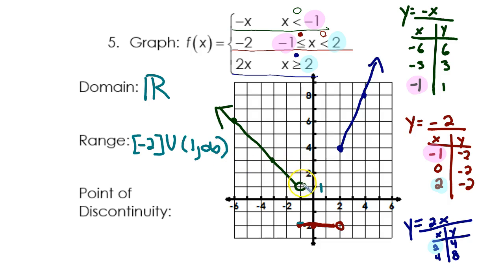The 1 gets parentheses because of the open circle. Infinity gets parentheses because it always gets parentheses. There's actually 2 points of discontinuity. We have a point of discontinuity at x equals negative 1, and we have a point of discontinuity at x equals 2. Those are, remember, the breaks in the graph where it jumps.